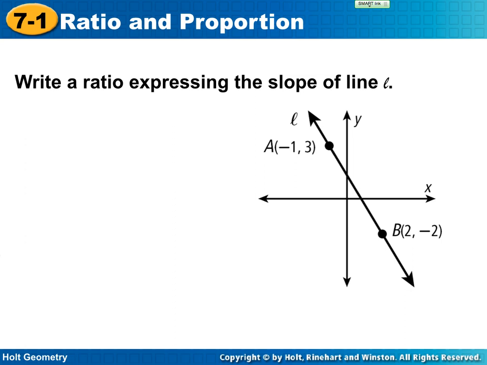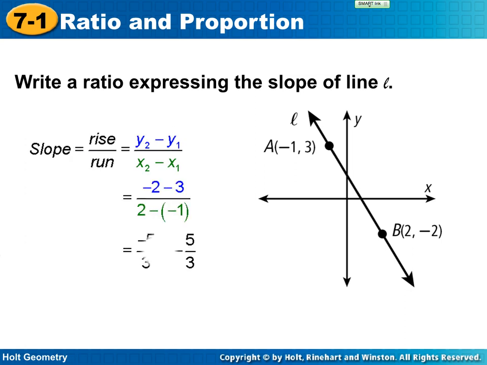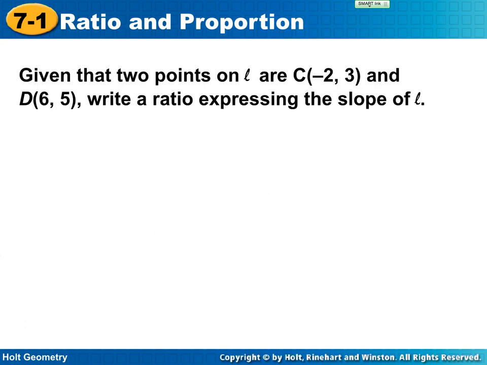Slope is -5 over 3. So how many got it right? And it's going down. So slope is really just a ratio, comparison of 2 numbers. The 2 things we're comparing are the rise and the run. So that's just simply an example of a ratio.